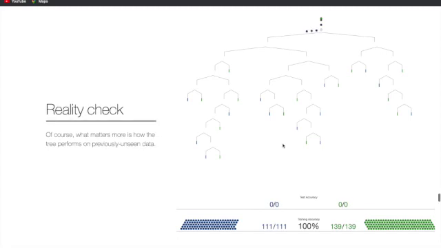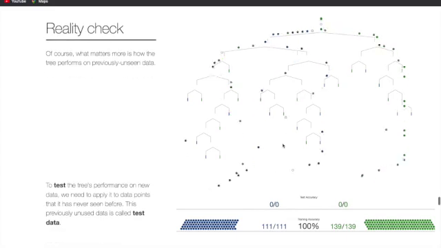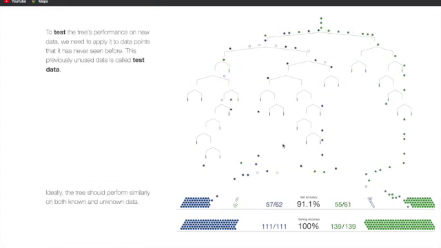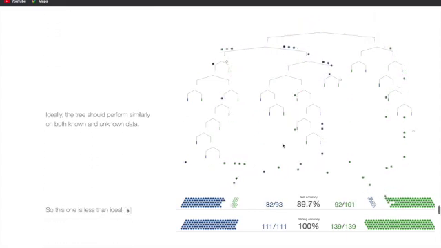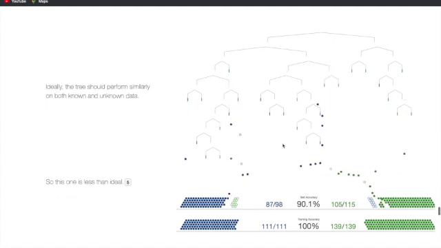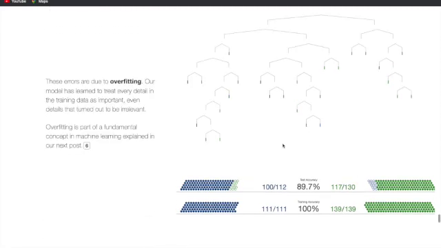Of course, what matters more is how the tree performs on previously unseen data. So that in machine learning terms is called test data. To test the tree's performance on a new dataset, we need to apply it to data points that it has never seen before. This previously unused dataset is called test data. Ideally, the tree should perform similarly on both known as well as unknown data. So this one is less than ideal. These errors are due to overfitting. Our model has learned to treat every detail in the training dataset as important, even the details that turned out to be irrelevant. We'll discuss overfitting in our next video.